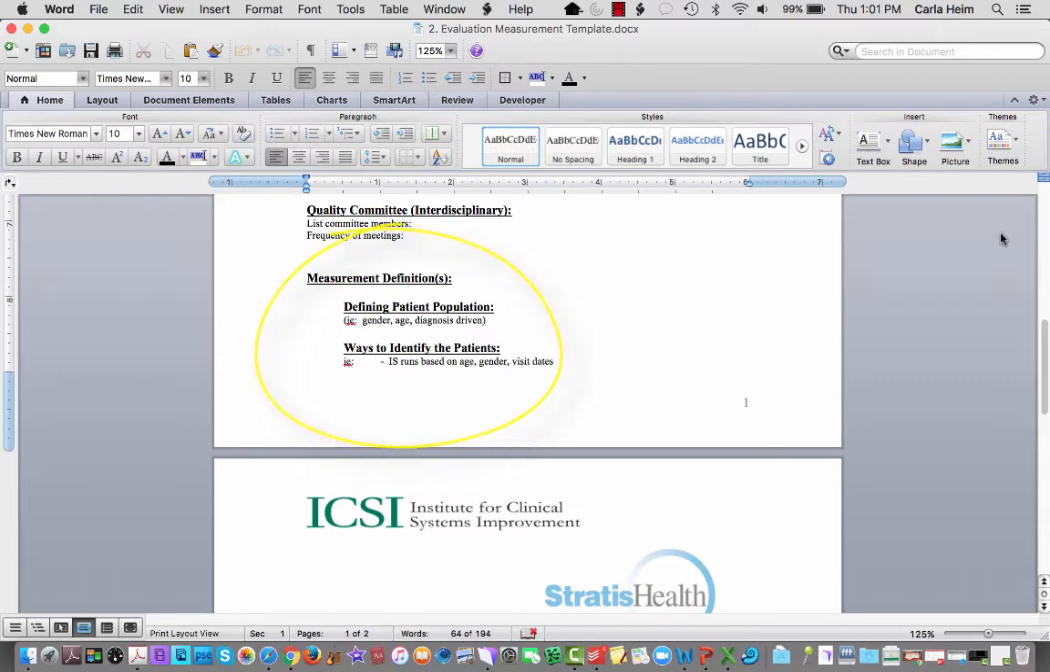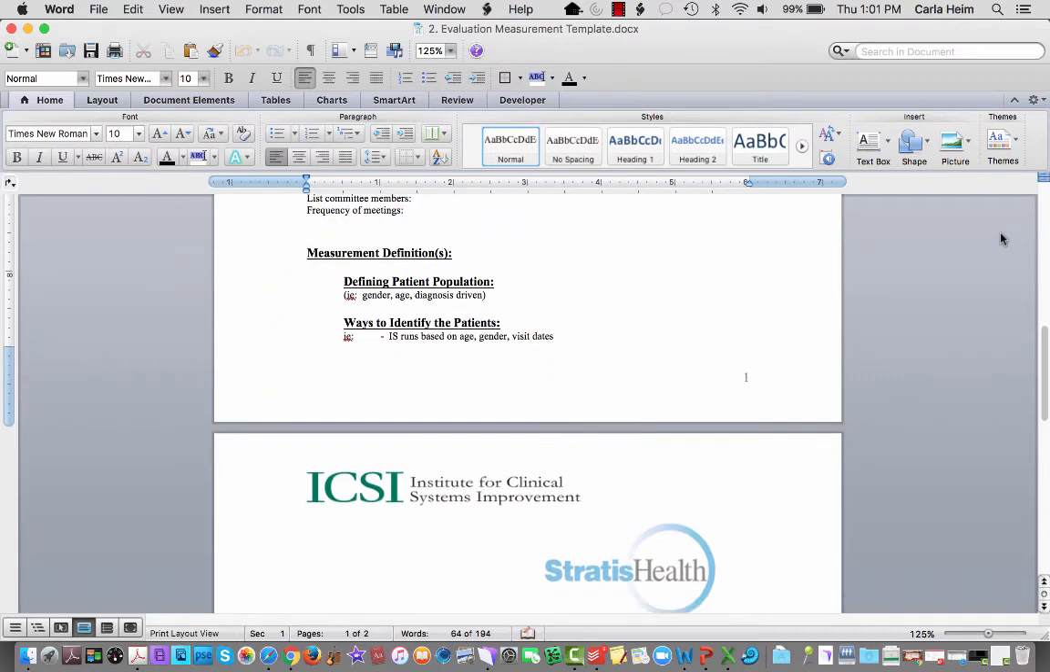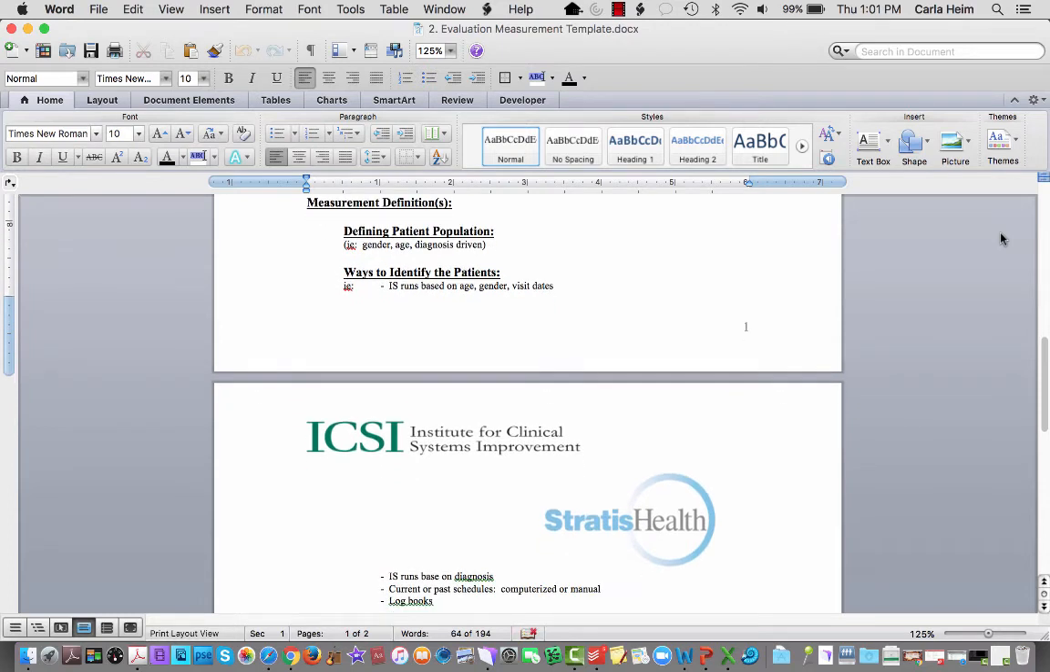We move on into measurement definitions. Key part of this is arriving at your measurement definitions. You need to know, what is your patient population? This is where you consider gender, age, diagnosis. What else drives the work that you're going to be doing? What do you have to define to be very clear? And also, you need to clarify who's included and who's excluded. This can be challenging, but it's very vital to have this discussion from the beginning, because you have to define where your data is coming from and who's included and who's excluded.